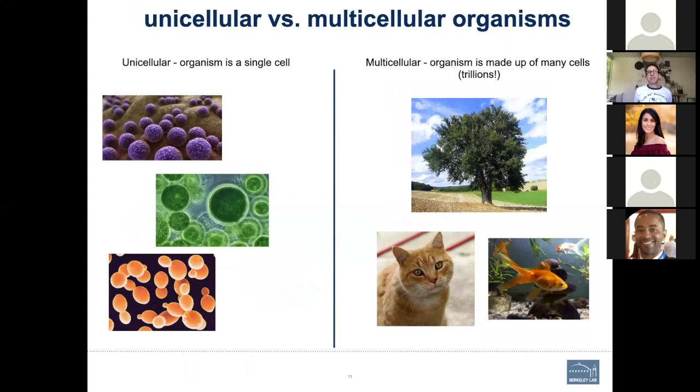So a little more on unicellular versus multicellular organisms so that it isn't confusing. Unicellular organisms, like I said, are just an organism with a single cell. They can be bacteria or yeasts. They can also be archaea and algae. As opposed to a multicellular organism, which is an organism where an individual is made up of many cells, trillions often, in the case of a cat or a goldfish or a tree. And next slide, please.